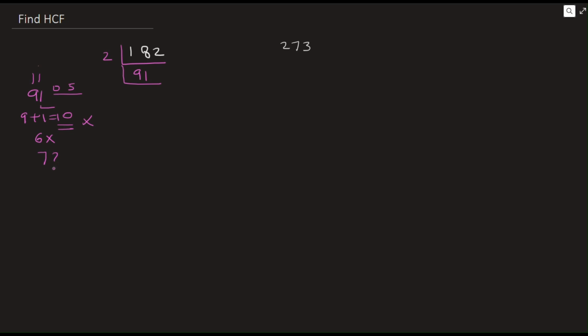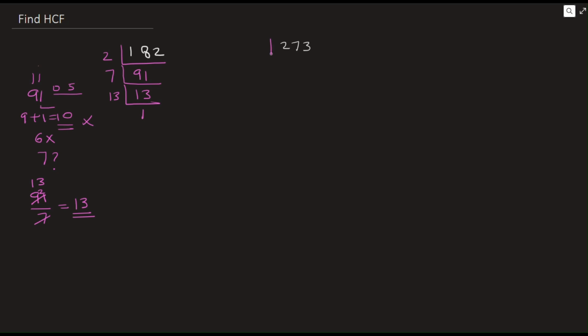Is it divisible by 7? I do 91 over 7, and 7 goes once in 9. Remainder 2 is left, which I carry over to 1, and 7 goes 3 times in 21. So the answer is 13. So I have this prime number 7, which divides 91. Answer is 13. And then next, 13 times 1 equals 13.